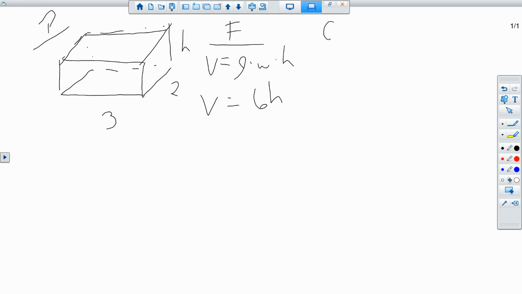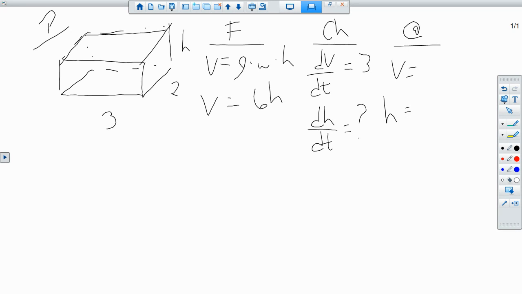Okay, what can change? dV dt, right? And dh dt. Do we have numbers for those? Water flows into the fish tank at 3 cubic meters per minute, right? So that's the volume change. We do not know height. And at that moment, does it give us a height? No. Okay, we're not going to need those values.